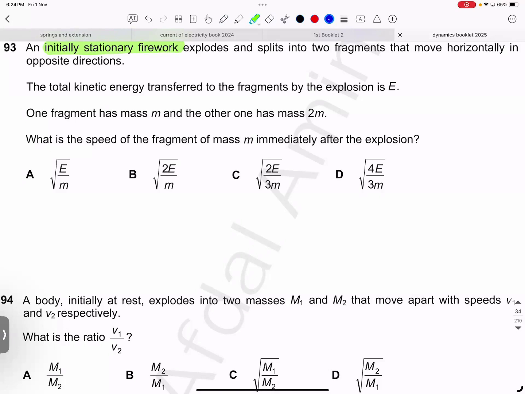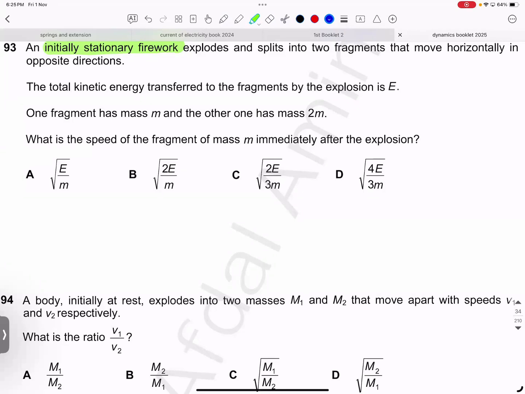Why? Because momentum before explosion is 0. So after explosion, the momentum must be 0. It can only be 0 if they are in opposite directions. If they are not opposite, they will never add to 0. So the total kinetic energy transferred to the fragments by the explosion is E. One fragment has mass m, the other is 2m. What is the speed of the fragment of mass m immediately after the explosion?